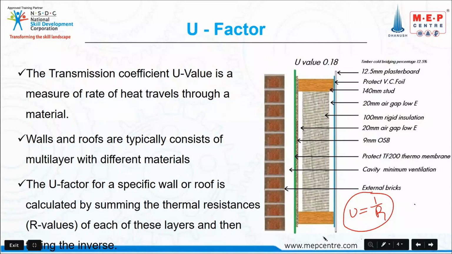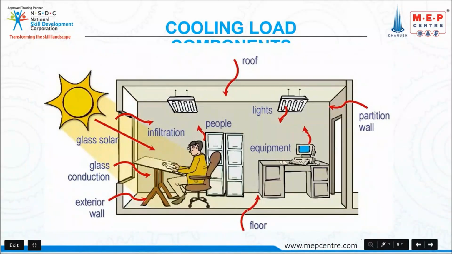So what are the cooling load components? When calculating the cooling load, which components do we need to consider? Solar heat gain through glass, walls, glass, infiltration (I'll explain what infiltration is, no worries), people, lighting, equipment, partitions, floor, roof. These are all the cooling load components.